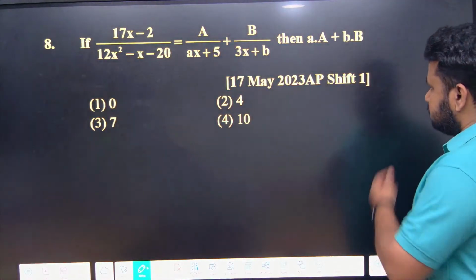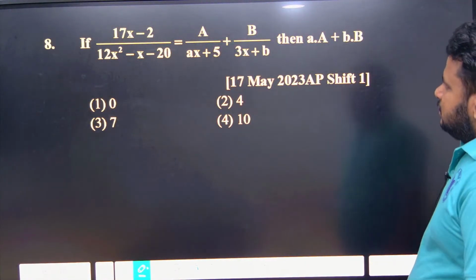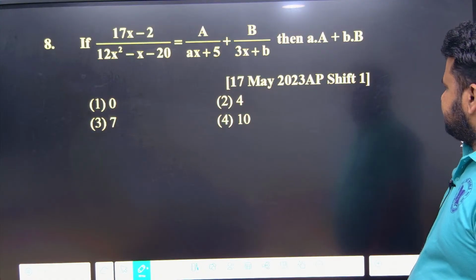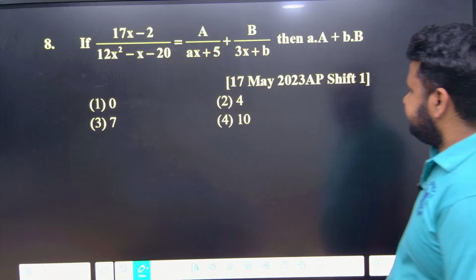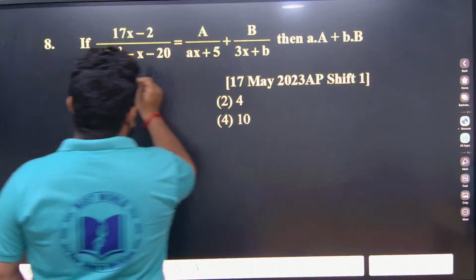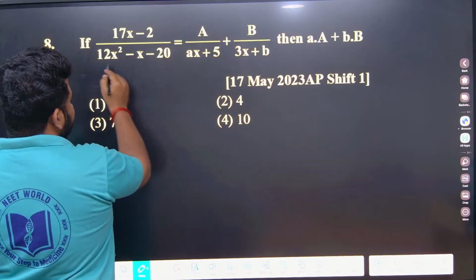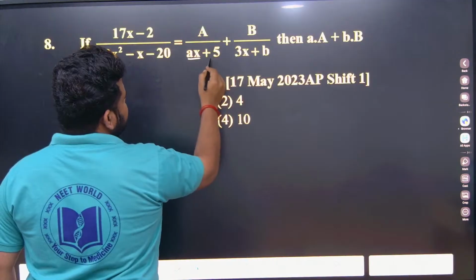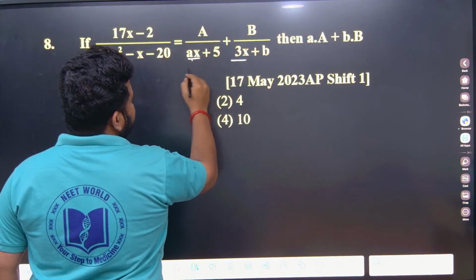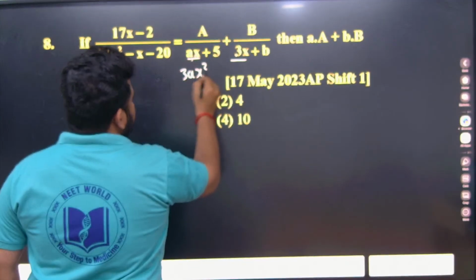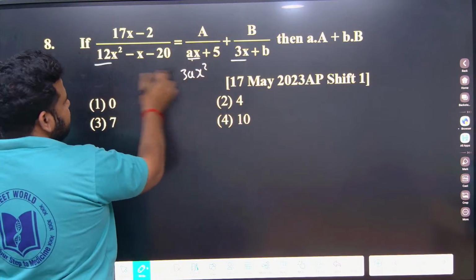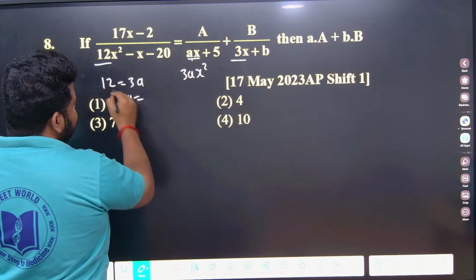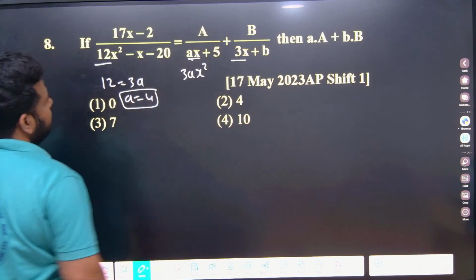Next one, look at this. Is this a proper fraction? Yes. Degree of numerator is 1, degree of denominator is 2. So, AP 2023 they have asked. See here, they have factorized this. Denominator on factorizing we will get this. So, ax into 3x, I will get 3ax square. Here the coefficient of x square is 12, and here the coefficient of x square is 3a. So, a will be equal to 4.